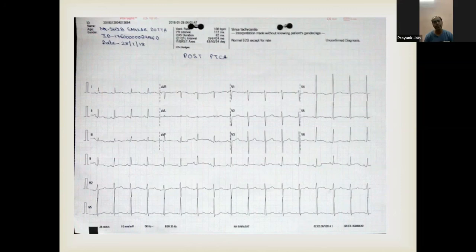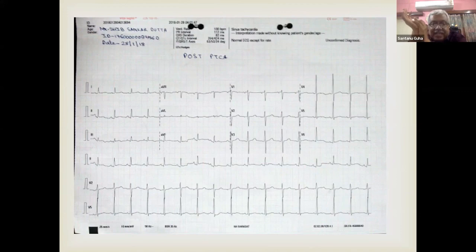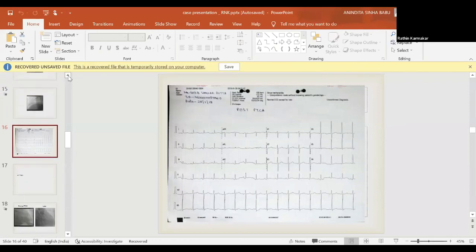LCX lesion was also present. So you mean to say there is a thrombus in the 3 locations at a time? Theoretically possible, practically very unusual. Sir, LCX lesion was still present in the afterward images. No, LCX was also dilated. It is not there. Ruthin can show the LCX after stenting. It's not there.